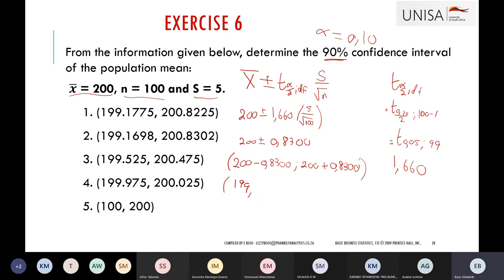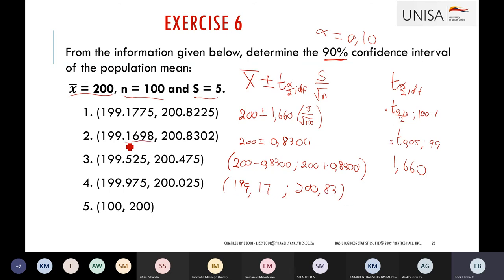How many decimals do we leave this? Two. The answers are in four decimals, three decimals, and integers. And I can already see that I don't get the answer that they gave me as options. And on the other side, it is 200 plus 0.83, which is 200.83.